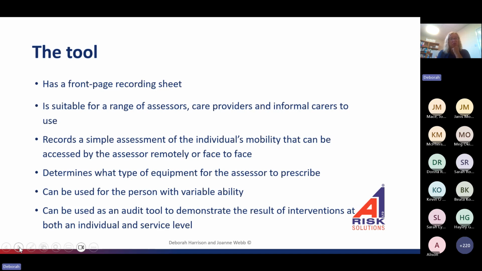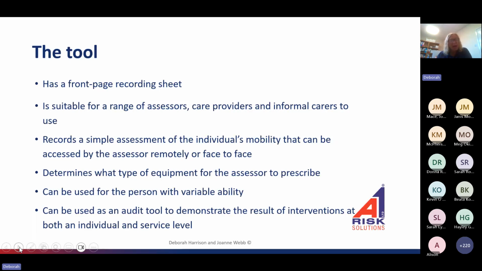Okay, so I'm just going to talk you through the tool, and you'll see the tool very briefly shortly. And like Alison said, each of you will get a copy of this tool. If you've got any questions, just drop me an email or a message, and that's absolutely fine. Norma, our clinical lead from A1 Risk Solutions, has written a fabulous blog, and please read it. It's there on paper for you to read.